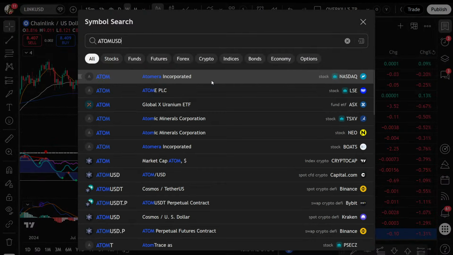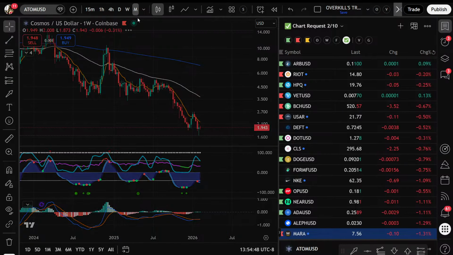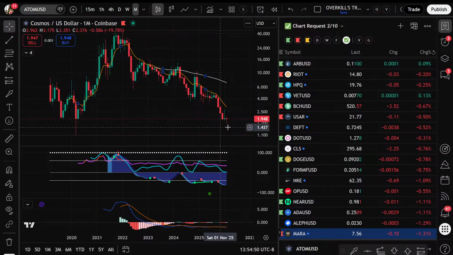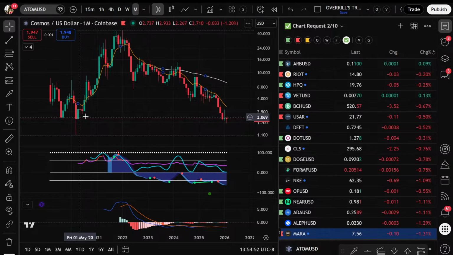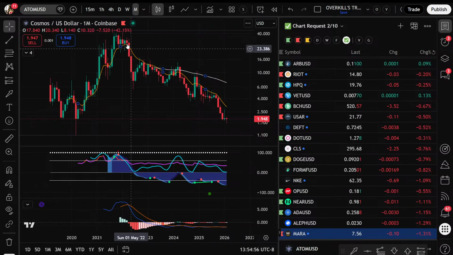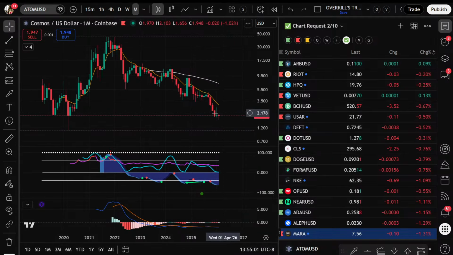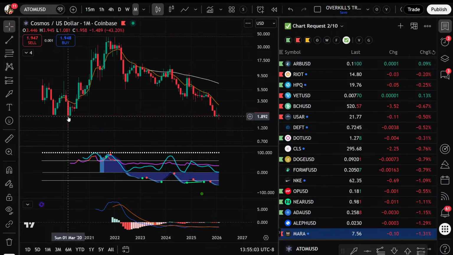Can I look at Atom, Cosmos? Yeah, this one is trying to bottom here at 160. I don't like this chart. I don't like this project. I don't know too much about it, but it is trying to bounce right here at 170, which is how we bounced right here. I would wait for the monthly dot on Atom. This has just been going down and to the right. So again, it's at the lowest price in 5 years, 6 years.